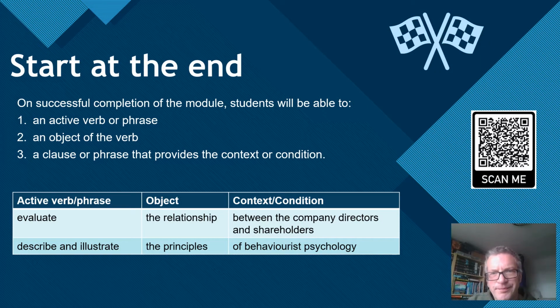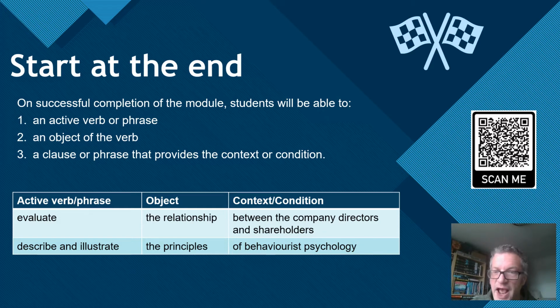Start at the end. So I thought it'd be useful to think about what a final learning outcome actually looks like before we talk a little bit about how you construct them. So my reference point here is this resource, which is produced by the Higher Education Academy as was, which says that a learning outcome has three principal components to it.